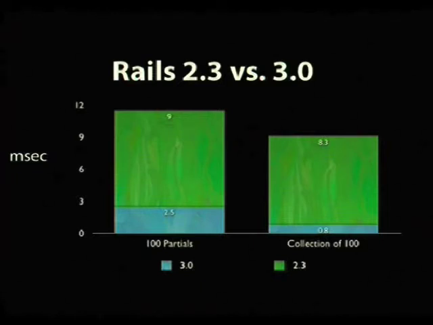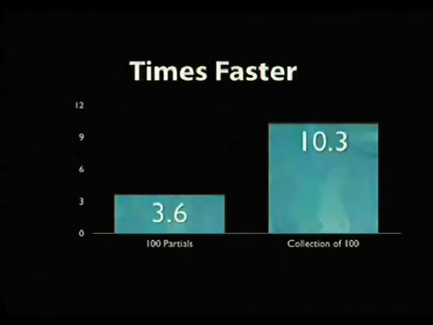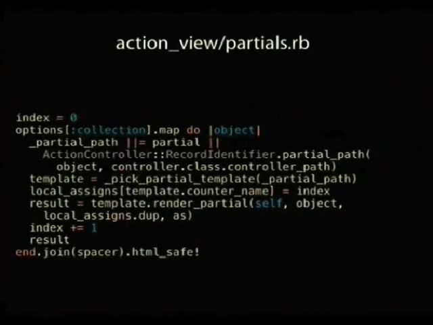I know a lot of people have complained that when they render large collections, they notice that it's faster to not render partials, right? To just do a loop and put the partial data inside the template. And that should no longer really be the case in Rails 3. So it's significantly faster. How does that work exactly?